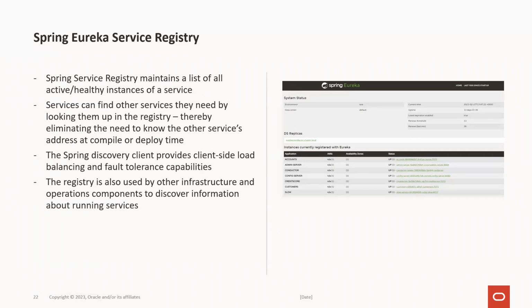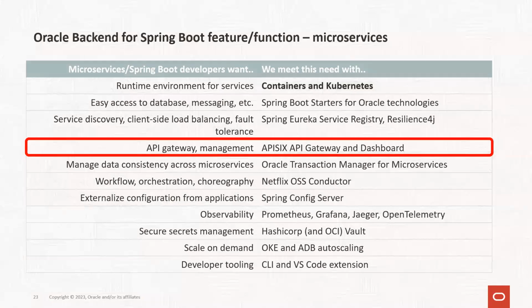The registry is also used by other components in the system. So for example, the monitoring components can use the registry to find out which services are running, or the API gateway can use the registry to find out the endpoints for a particular service. So all of the pieces in the puzzle integrate with each other.